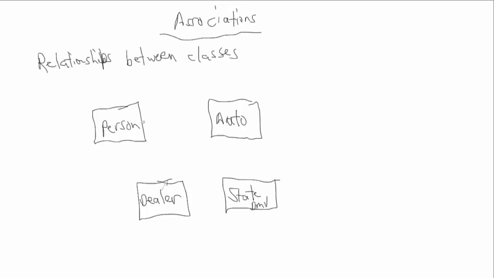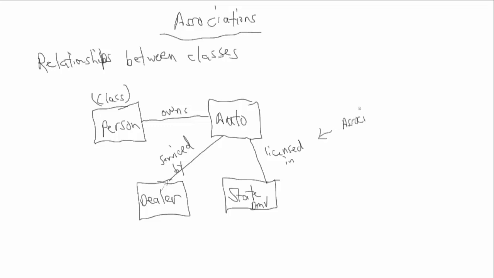A person is associated with an auto. A person is going to own an auto. An auto is going to have a primary owner. The automobile is going to be serviced by a dealer. An auto might be licensed in a state. So these rectangles, again, these are classes, and these are associations. The relationships between. So we have an auto that's serviced by a dealer, it's owned by a person, it's licensed in a state.